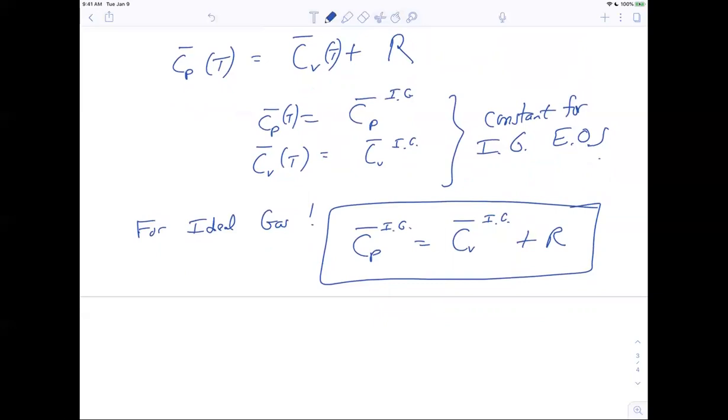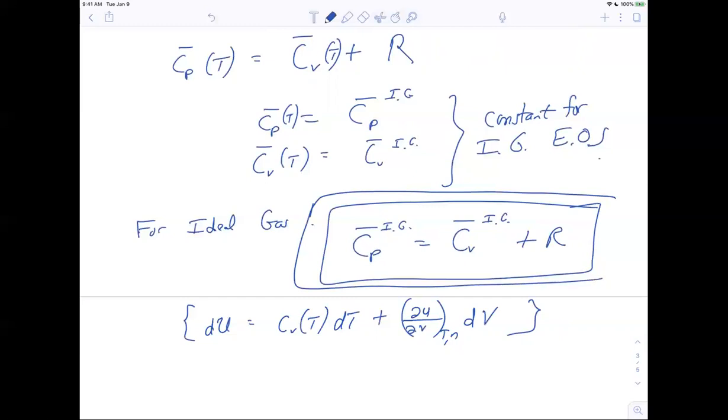And this result was obtained by using this idea of dU is equal to Cv dT plus the partial of U with respect to volume at constant T and N times dV. Okay, so this is the intermediate step that we had to use to arrive at this. So this is an important result. Any questions as to how we arrived at that?